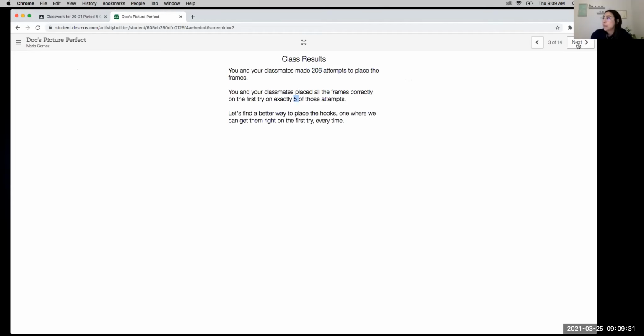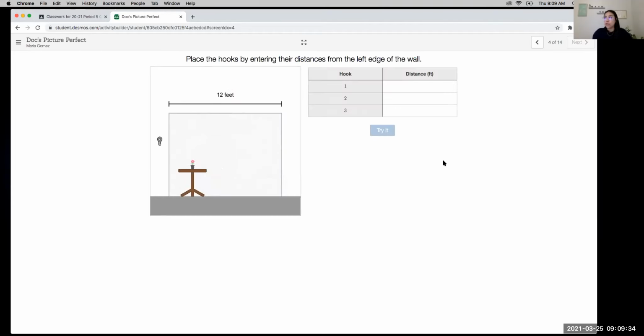I am going to open up the next slide. Slide 4 is a little different scenario. We're still trying to place hooks equally spaced from each other, but this wall gives us some more measurements. It's 12 feet long. Instead of dragging the points, you're going to go into your table and tell us where you want to place these hooks in terms of distance. If you start your first hook at 1 foot, that means it's 1 foot from the wall. Then make sure they're equally distanced.